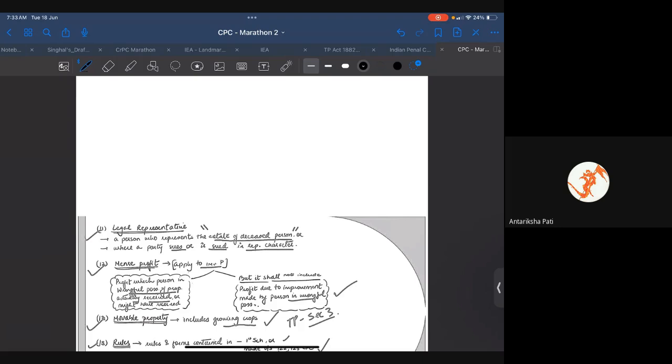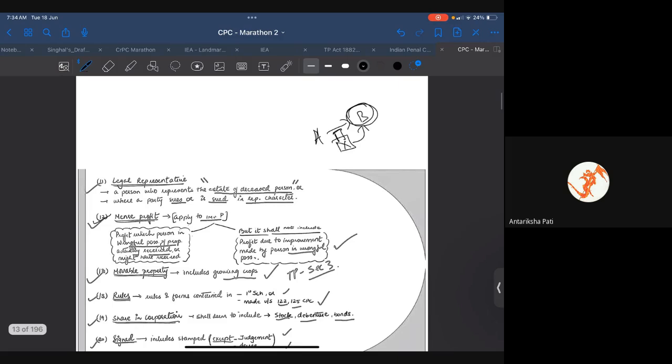Now, mean profits. Mean profits means profits which a person in wrongful possession of property actually received or might have received. So there is a property and B is in wrongful possession of the same. Whatever profits he received or might have received are called mean profits. But if he makes certain improvements on the land, those improvements will not be included in the mean profits. Now, movable property includes growing crops. If you have to look into a more specific definition, Transfer of Property Act section 3 defines it properly.